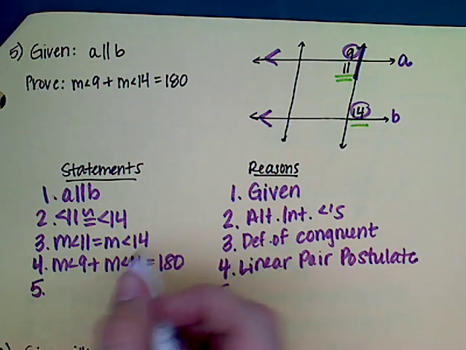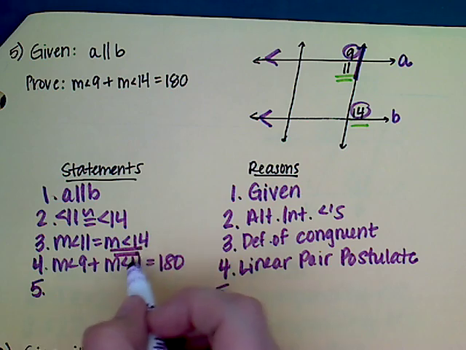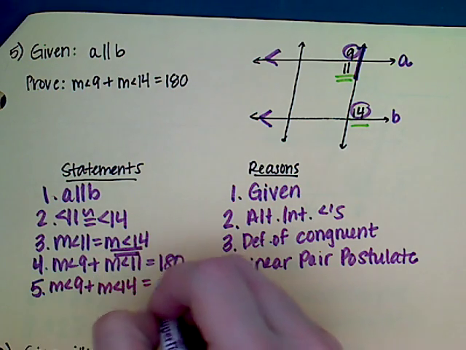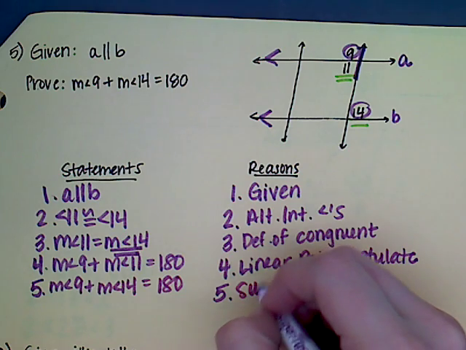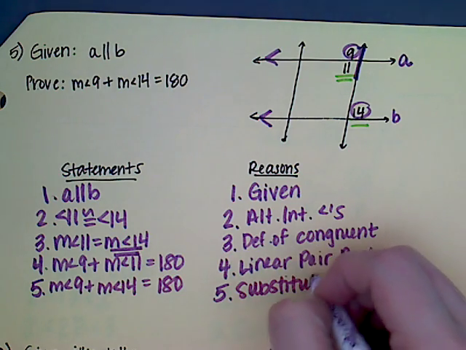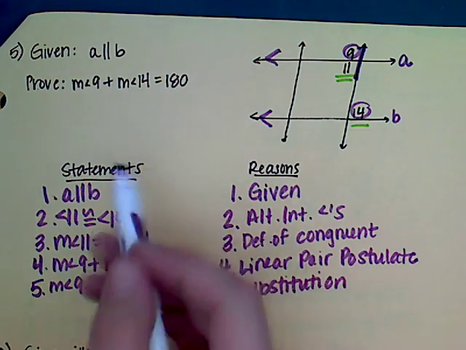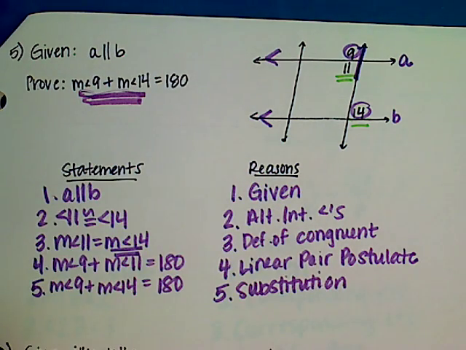Now is when I can use my substitution and take measure of angle 14 and put it in place of the measure of angle 11. And that is by substitution. I know that that's what I want to do because eventually I want to end up with just 9 and 14. So I need 11 to get out of that equation.